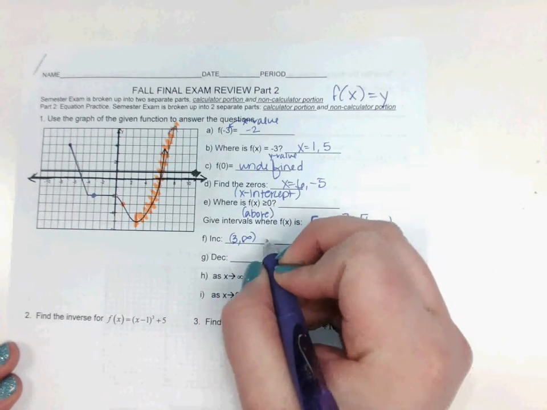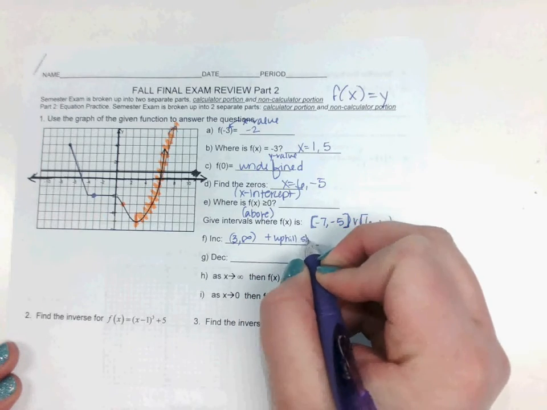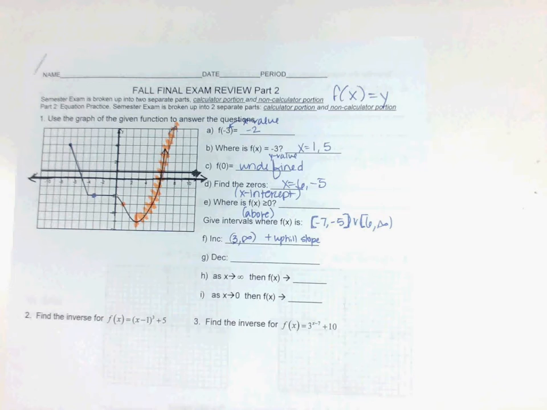And then I'm just going to put positive, uphill slope. Okay, when is f decreasing? What am I looking for? Instead of a positive slope, what do I want? Negative slope. Where do I have a negative slope?